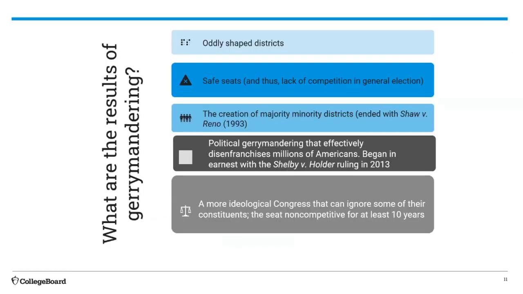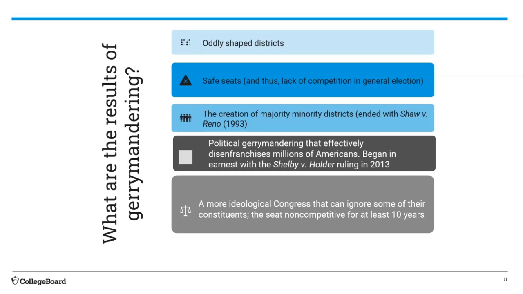What are the results of gerrymandering? We end up with oddly shaped districts, safe seats that are non-competitive, the creation of majority-minority districts, although that ended with Shaw v. Reno, and we'll talk about that in the next video. Political gerrymandering that effectively disenfranchises millions of Americans, and that began with the ruling in the Shelby v. Holder case in 2013.